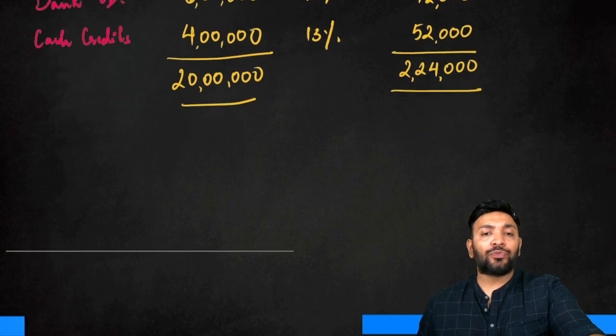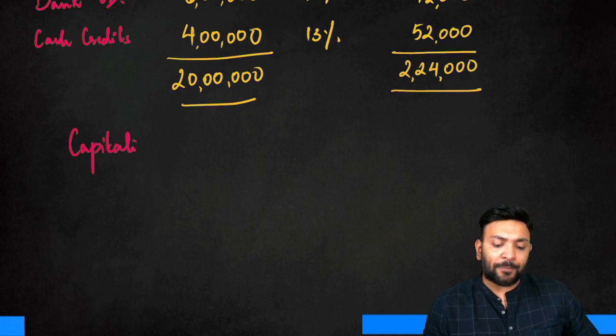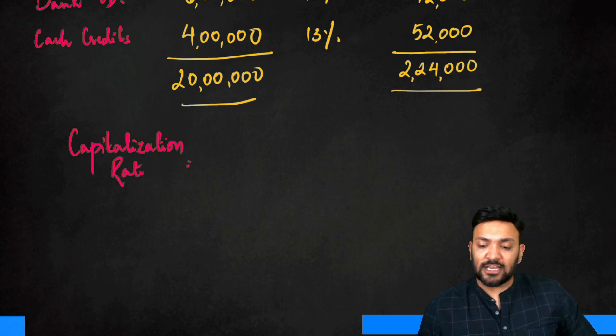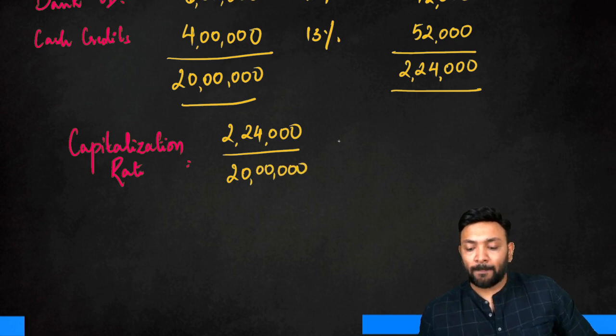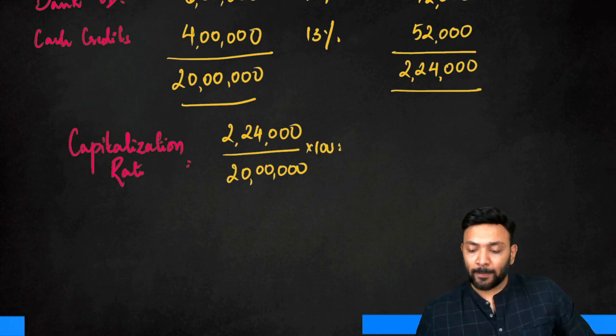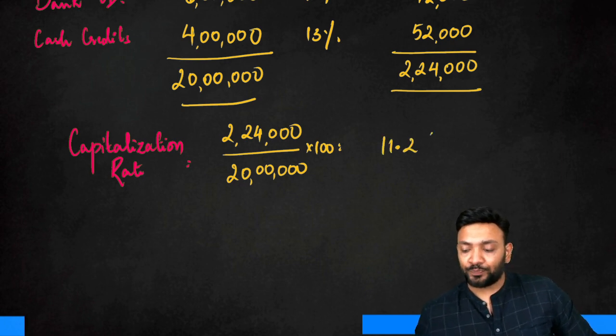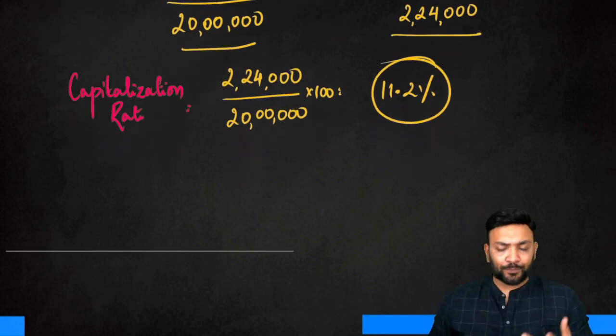What is the borrowing amount? 20 lakhs. So what is your capitalization rate? Capitalization rate is equal to 2,24,000 divided by 20 lakhs, into 100. I forgot this. So it will be 11.2%. That is my capitalization rate.